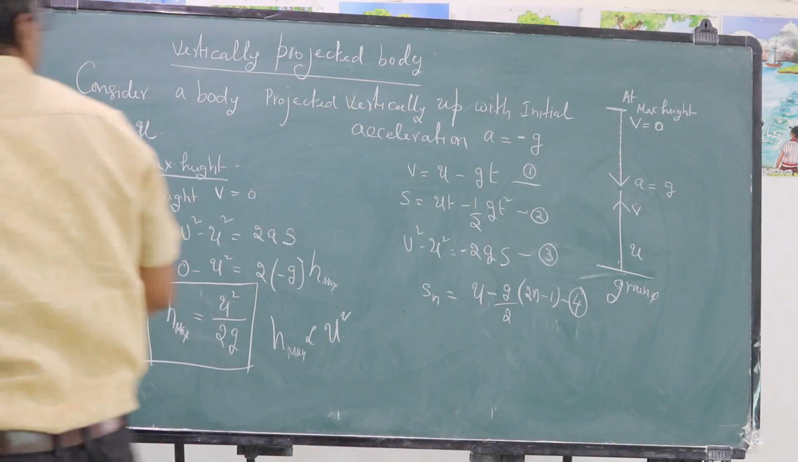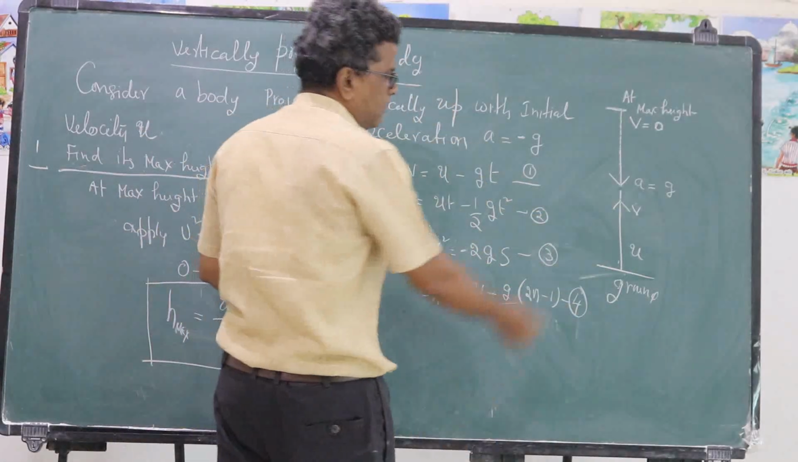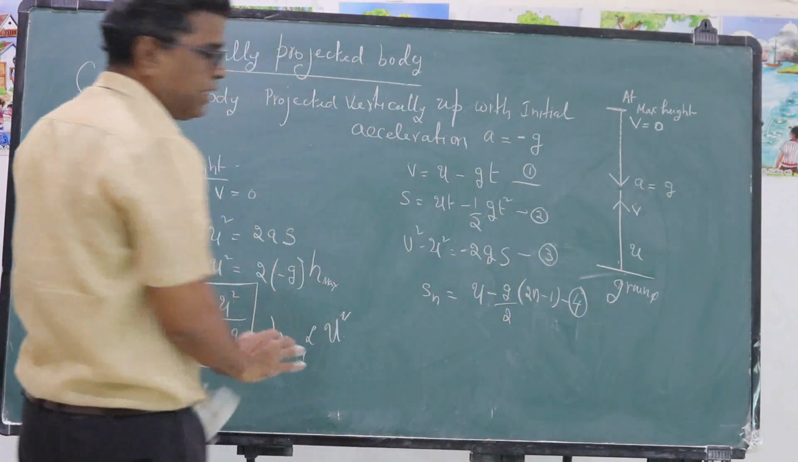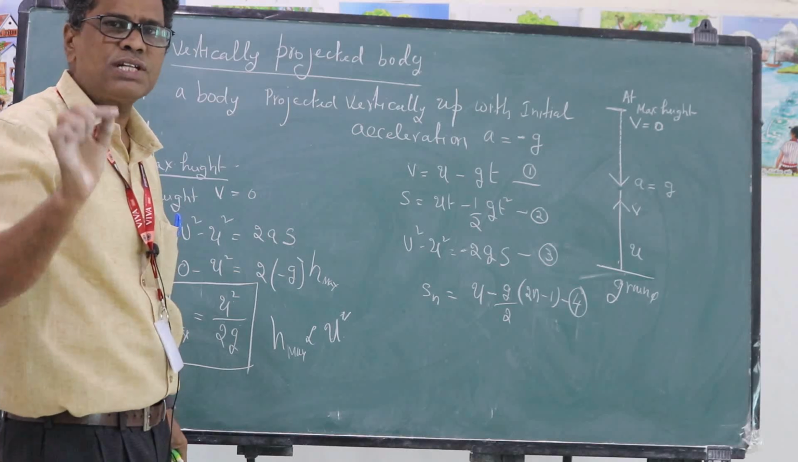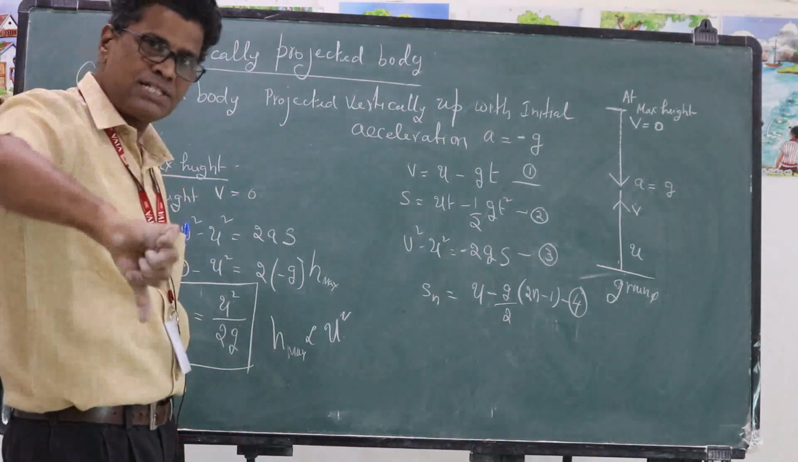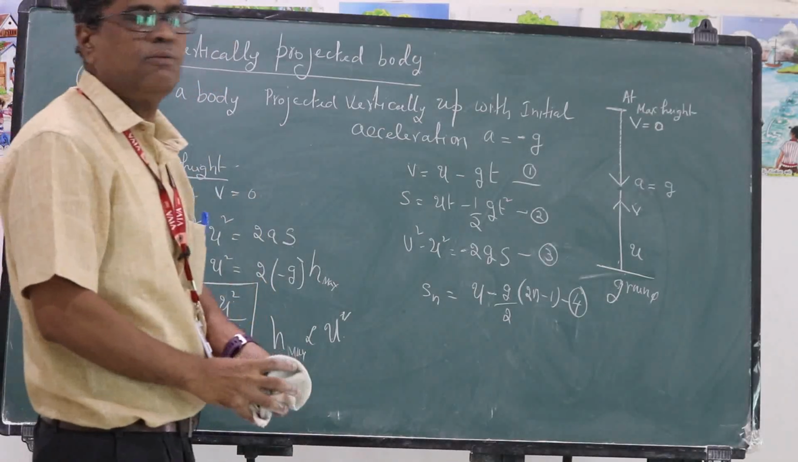So here the angle between velocity and acceleration is 180 degrees. Velocity is up, acceleration is down. You keep in mind, acceleration due to gravity is always vertically downwards. Its direction is always vertically downwards because it is a gravitational pull.